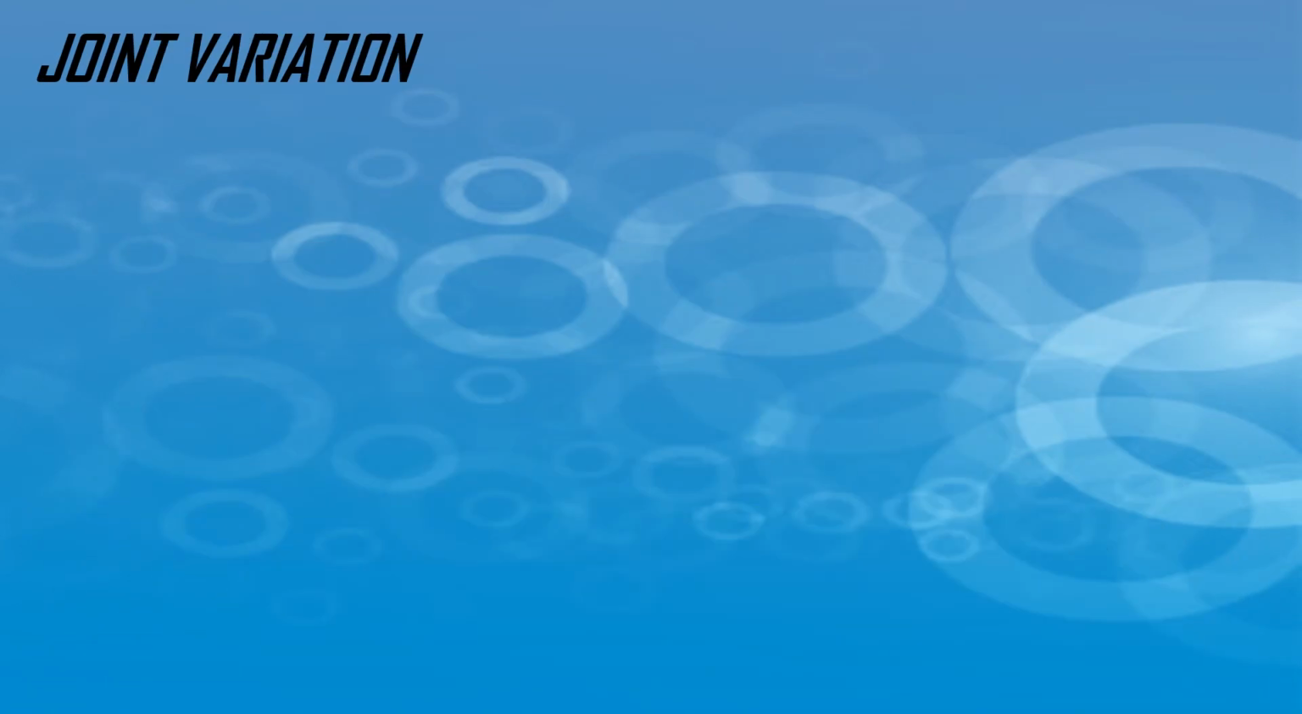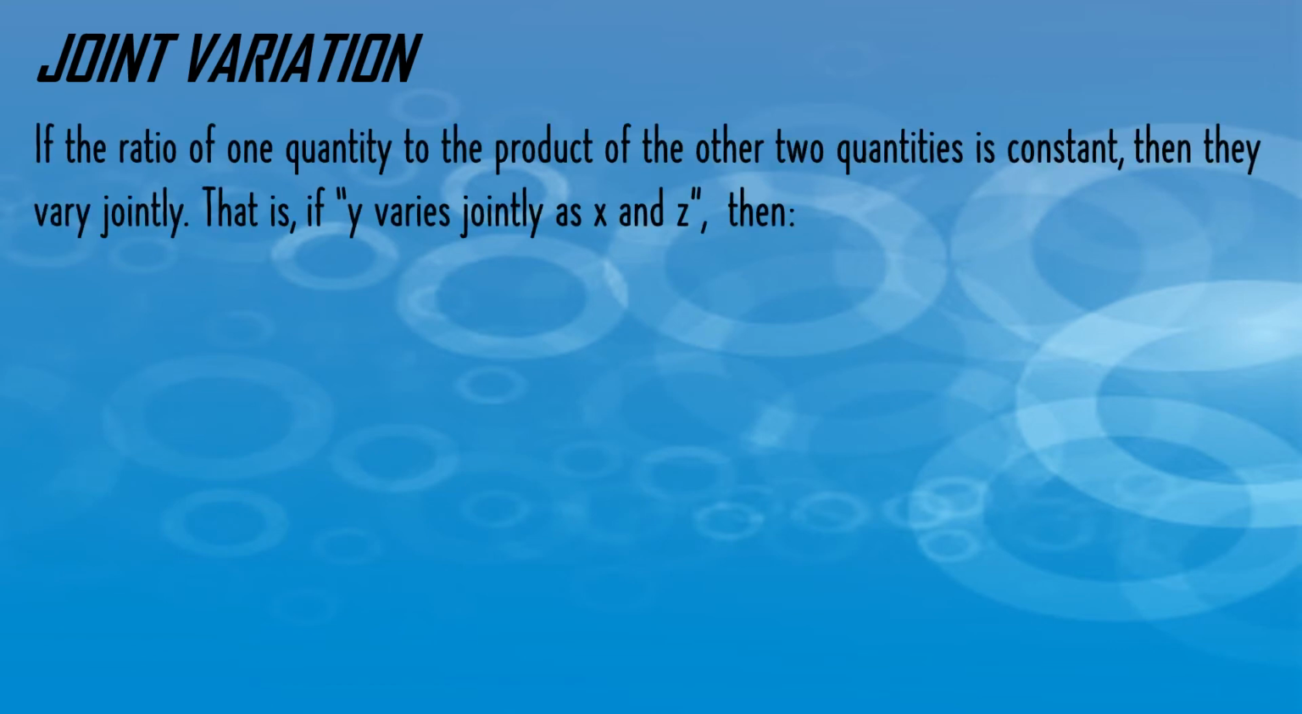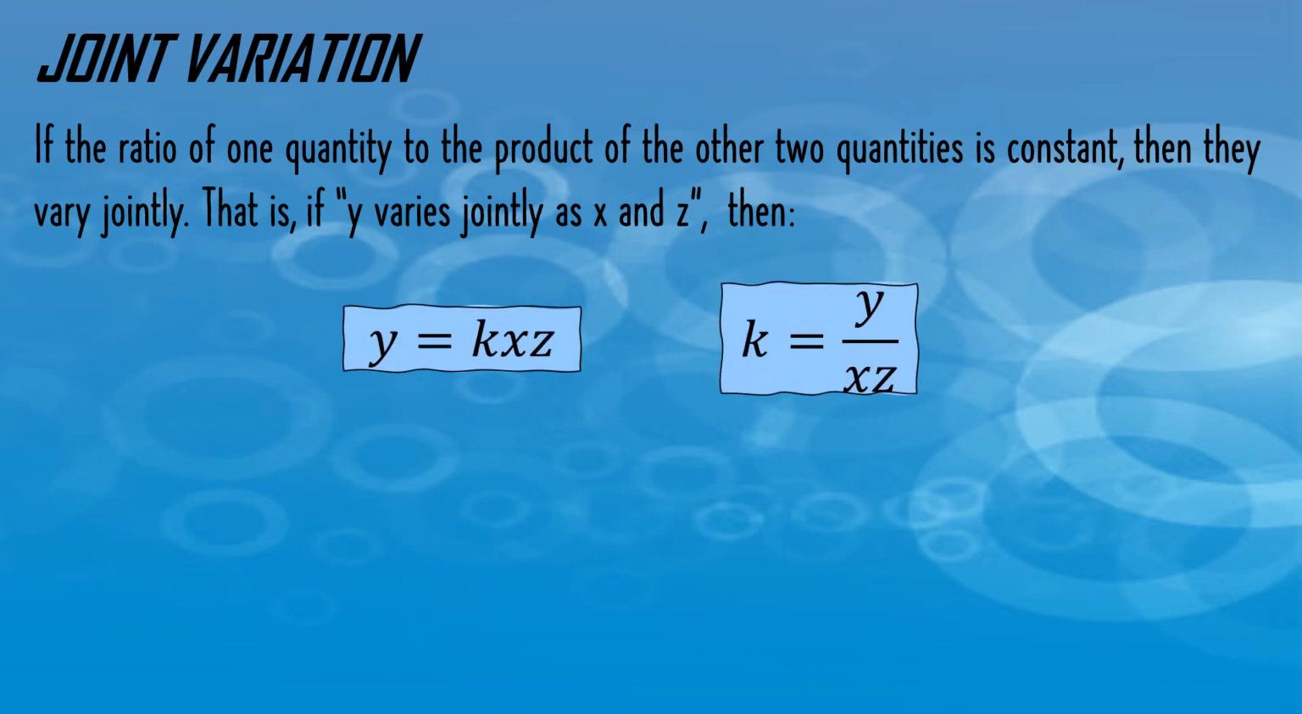So let us now proceed on the fourth variation, and that is the joint variation. If the ratio of one quantity to the product of the other two quantities is constant, then they vary jointly. That is, if y varies jointly as x and z, then y equals kxz or k equals y over xz. So sa joint variation, pinagsama na ang tatlong variables.